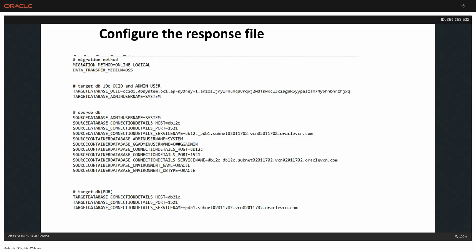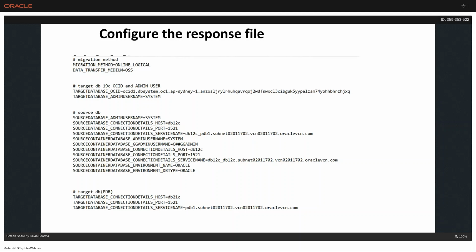So this is the important part, because this response file is the file that will be read by the utility to go and actually do the migration for us. Each of the different methods has its own response file. This response file is tailored for what's called my online logical migration. You can see out here the very first parameter we put in is the migration method, online logical, and the data transfer medium here is object store.